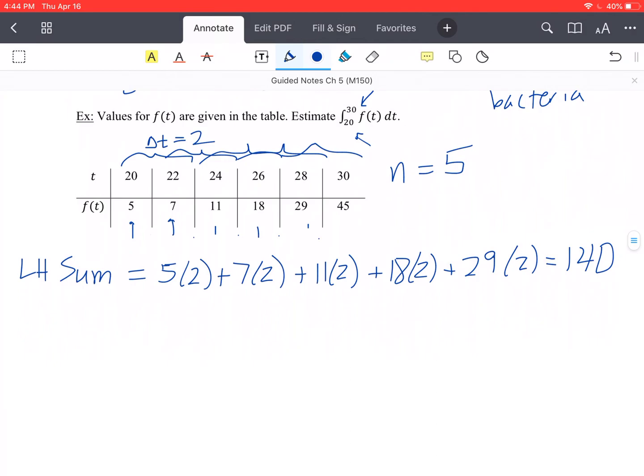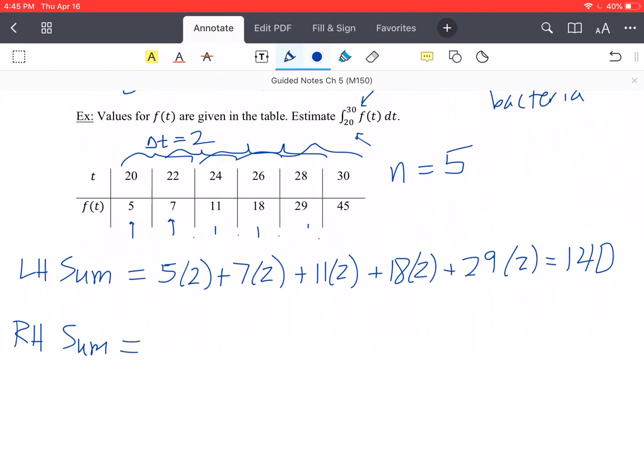We don't necessarily know if this is an underestimate or an overestimate. We'll find out when we do the other one, because one of them is going to be too big and one of them is going to be too small. It can change which one is which, but it's a guarantee they won't both be under or both be over. One is over, one is under.